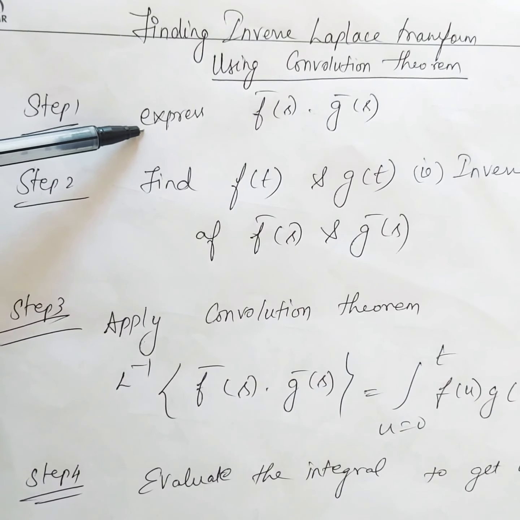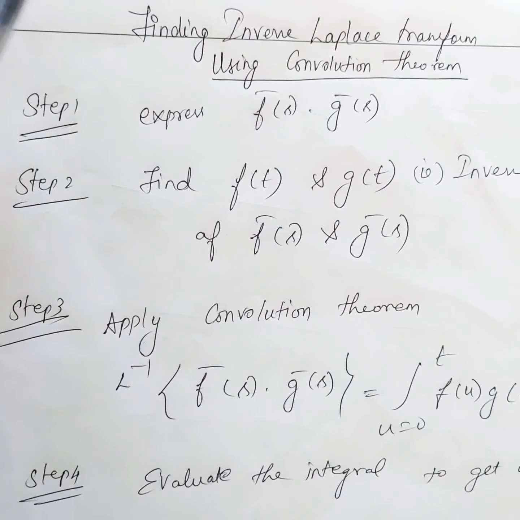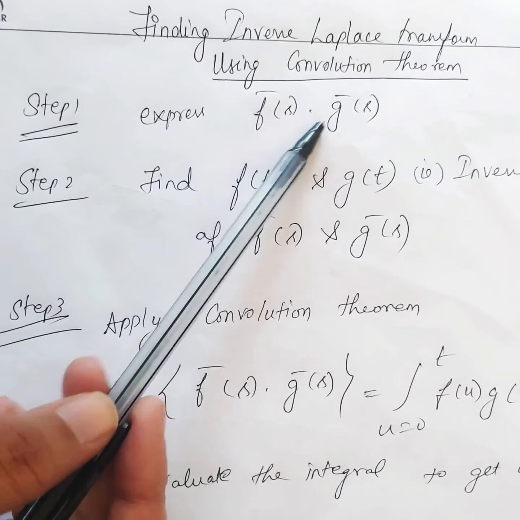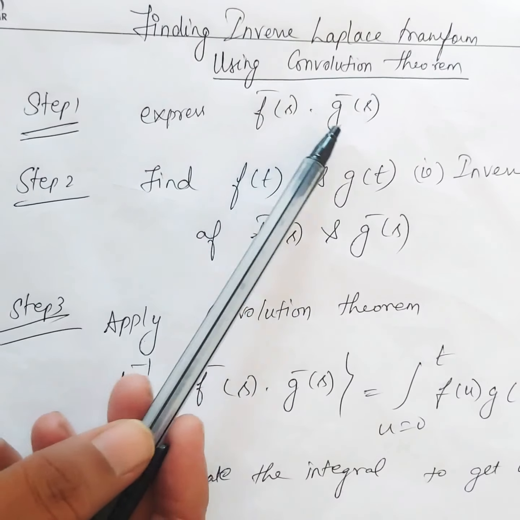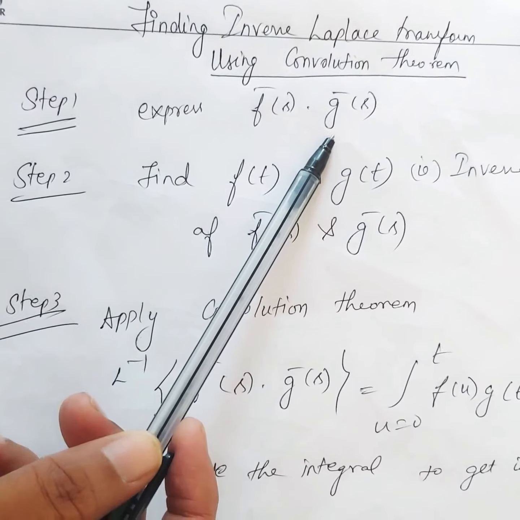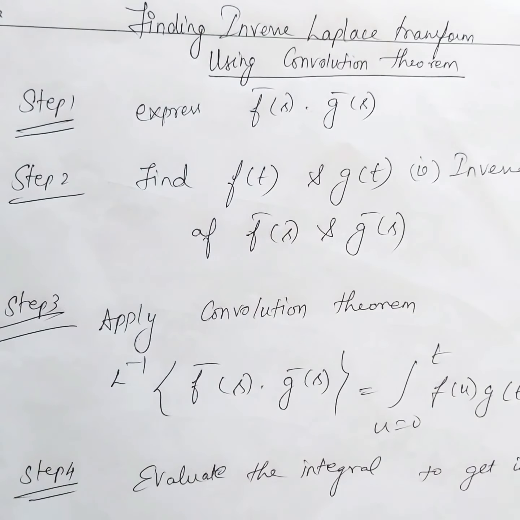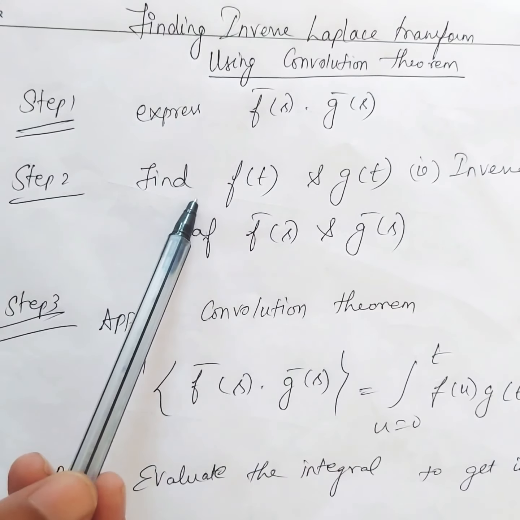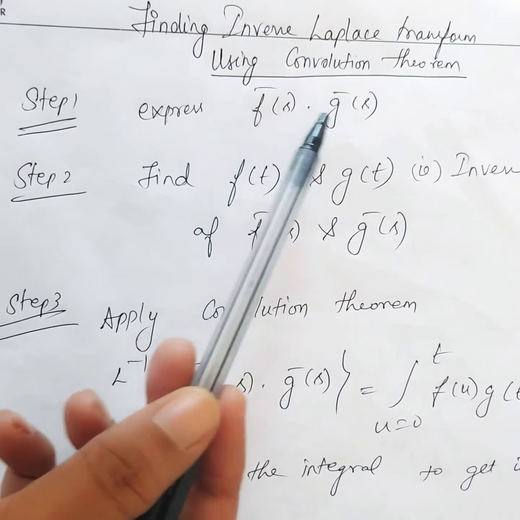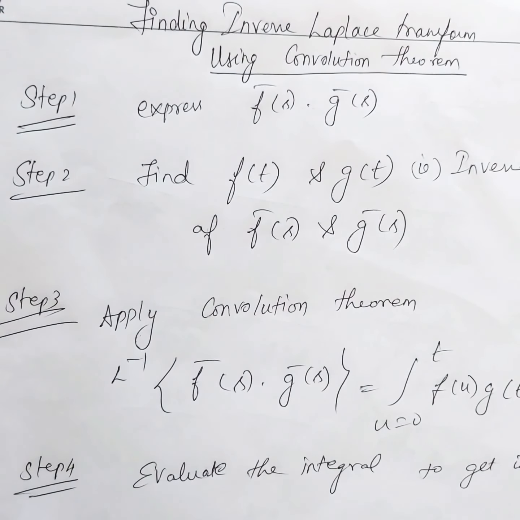Express the given function as f bar of s into g bar of s. One function will be given that you have to split into two terms, that is f bar of s and g bar of s. How will you split? If you know the formula very well, then you can split according to the formula. That's the secret behind this. And the second step is to find f of t and g of t, that is the inverse of these. The inverse of f bar of s and g bar of s is nothing but f of t and g of t. This is step 2.